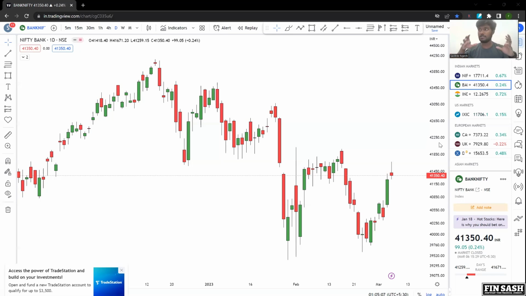So if the market is coming down and for some reason at some level the market starts going up again, that level would be considered a support. If the market is going up and for some reason at some level the market starts coming down, that would be considered resistance. So let's take a practical example right now.